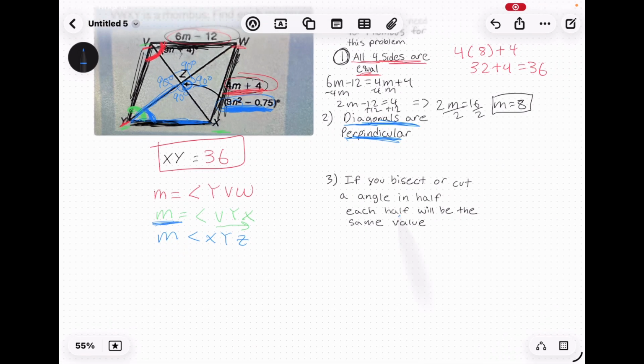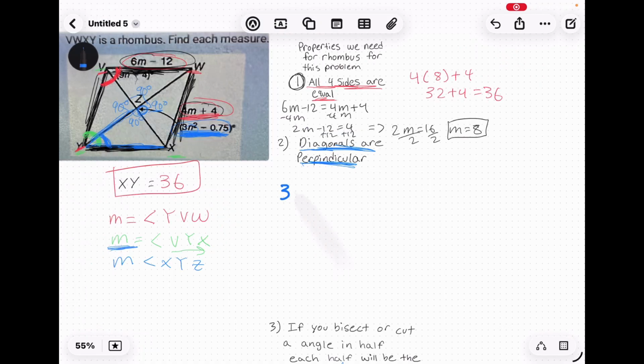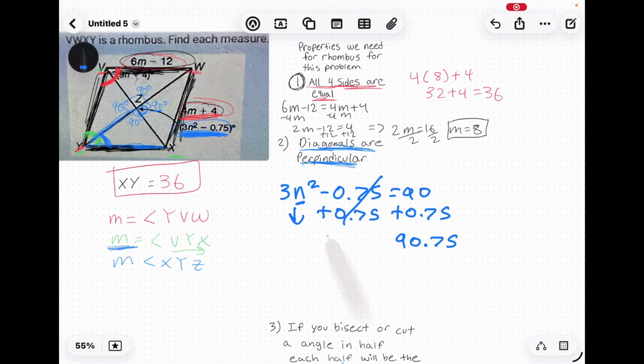Let me move this out of the way. We have 3n squared minus 0.75 equals 90. I'm getting n by itself, so I'm going to add 0.75 to both sides. This is 90.75. These cancel. I'm going to bring this down. I have 3n squared equals 90.75.